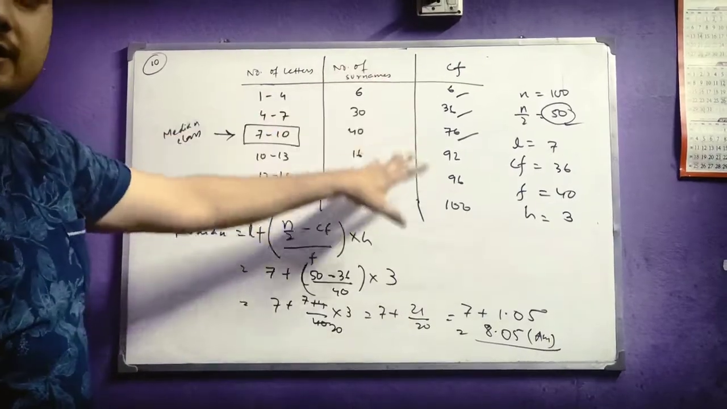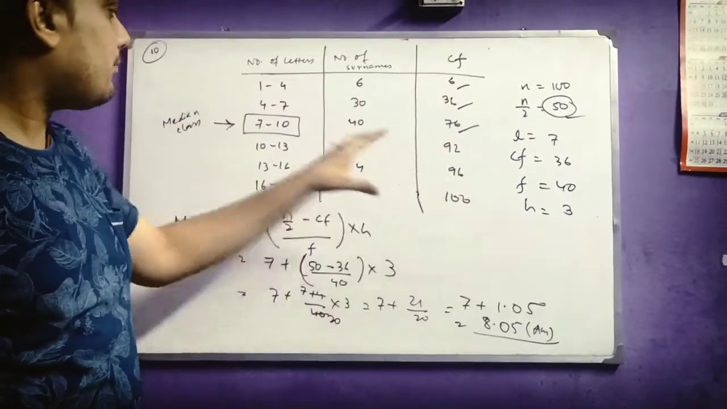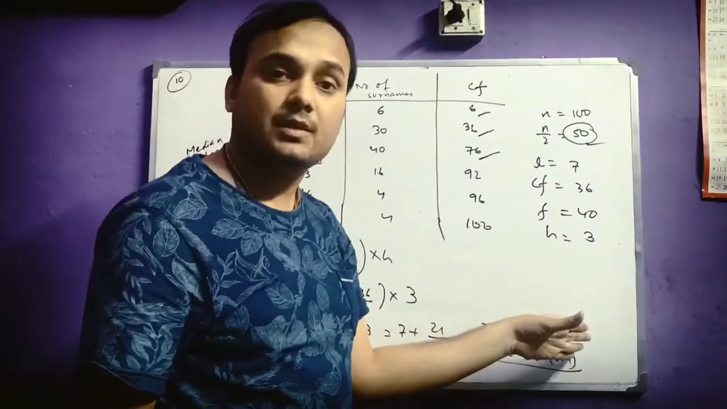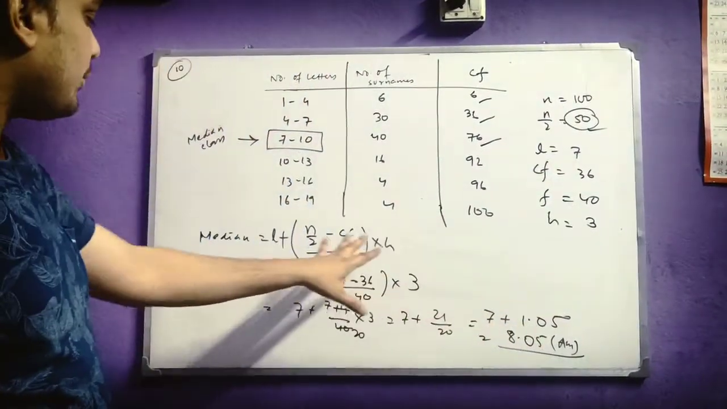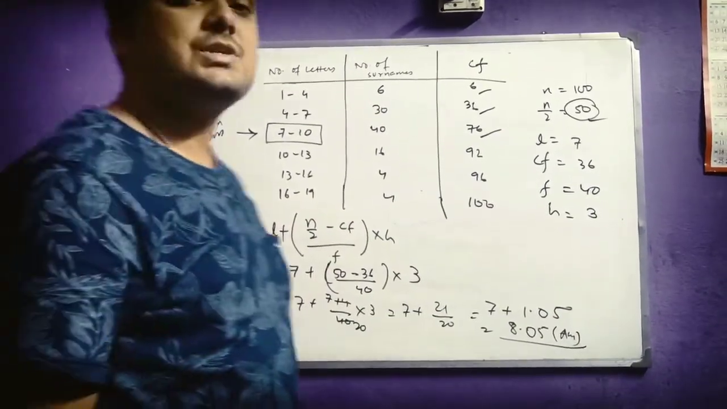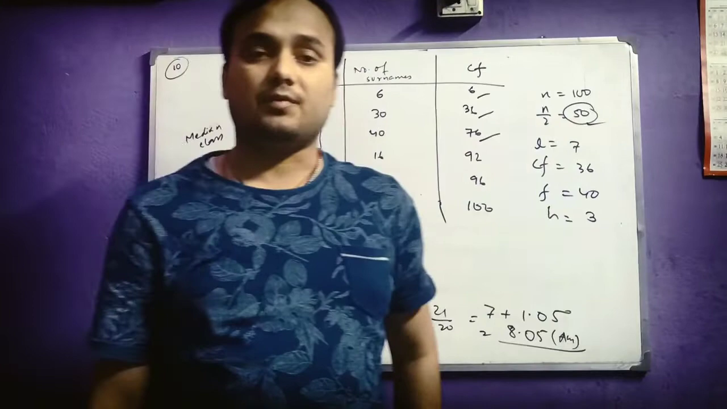So first you have to make the table, you have to make the CF, you have to find the median class. After finding the median class, you have to find all these important variables. Then you put all of these in the main formula, and you will get the median. Now one OR question is also there along with this. Now we will be solving that.